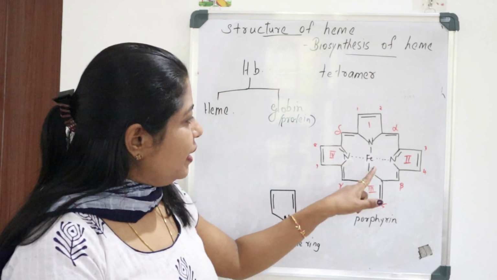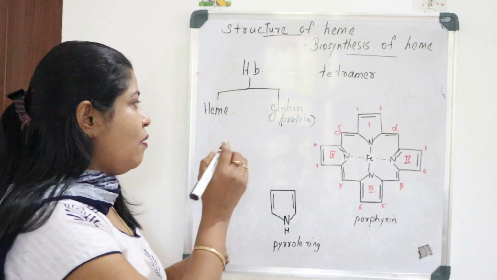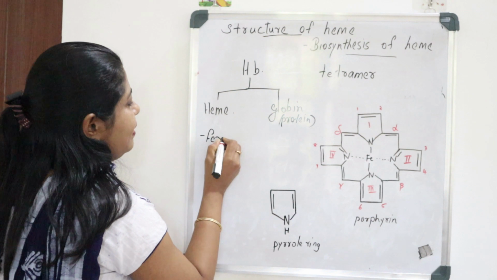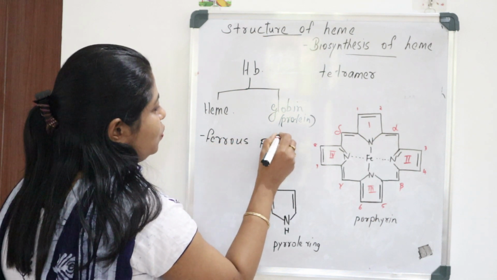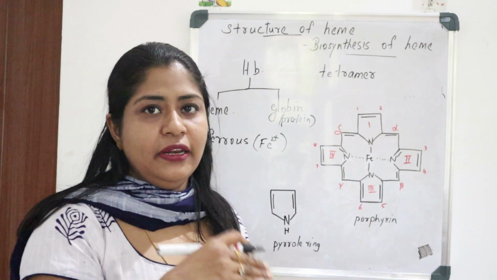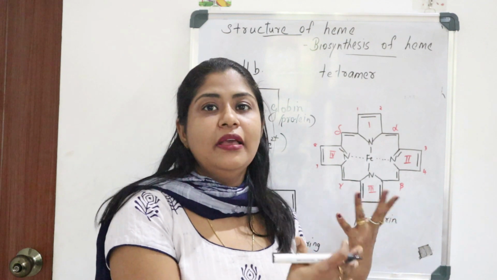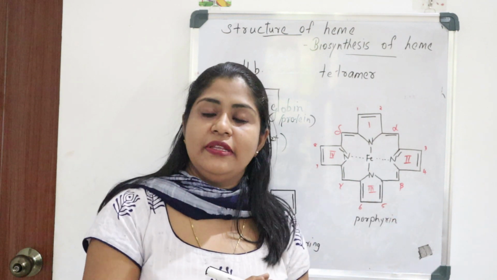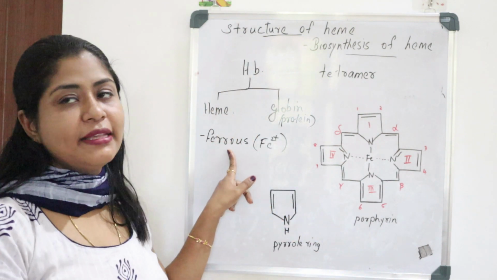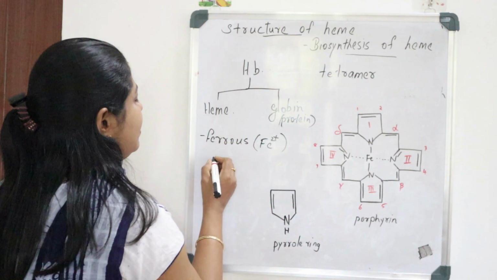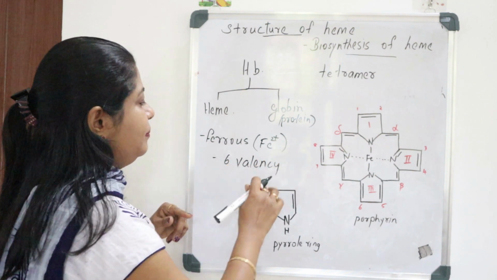Again, in hemoglobin we can see the iron, and that iron is in the ferrous form. Ferrous form is the Fe2+ form. The other one is ferric, which is hematin, and we cannot see ferric here. In hemoglobin, the heme iron is in the Fe2+ ferrous form, and it is hexavalent. Hexavalent means it has 6 valencies.